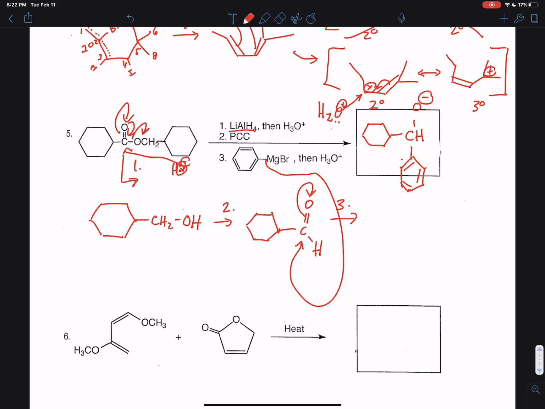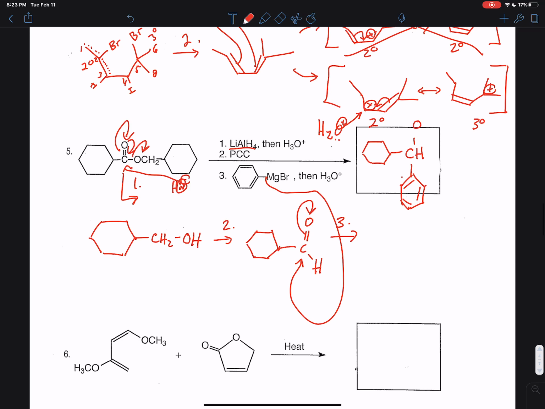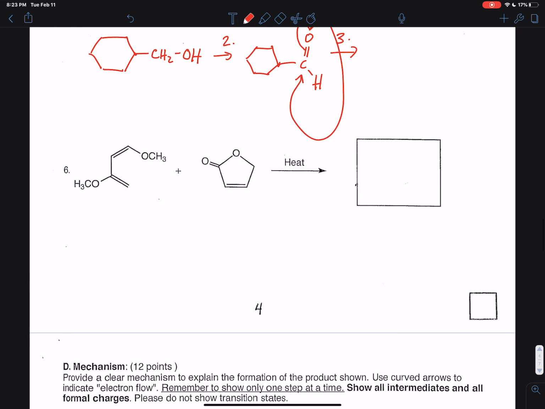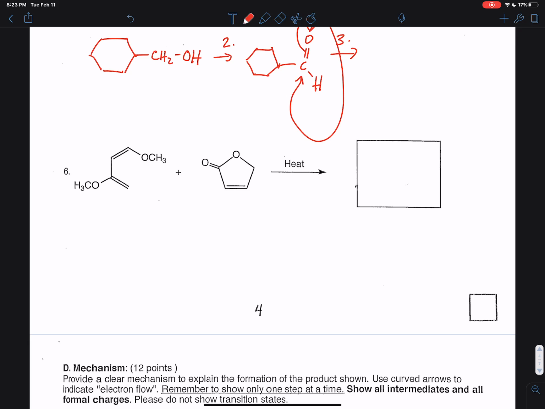And then, what am I missing? Perfect. You have then H3O plus. The "then" is very important. And we're going to protonate it. Sounds good? All right, this is a new one.